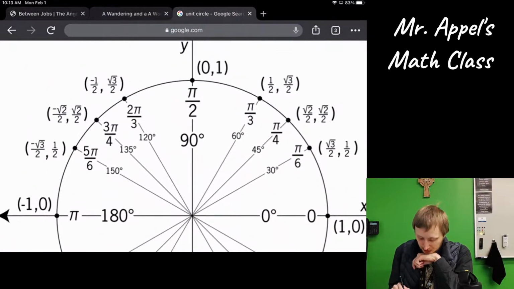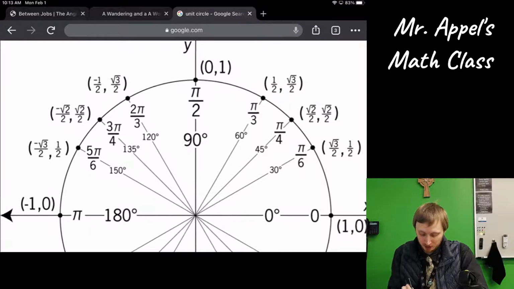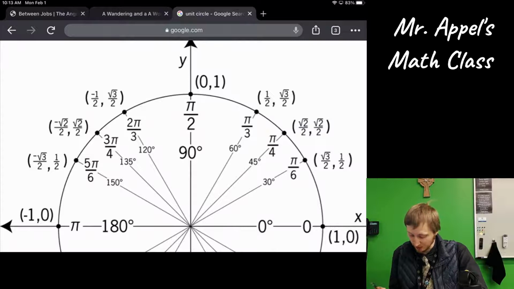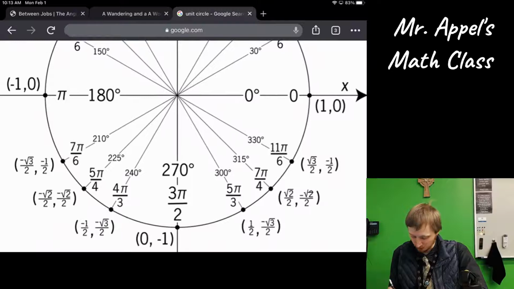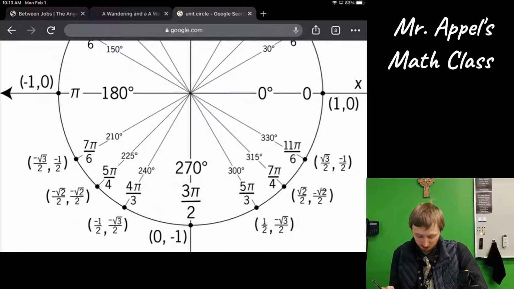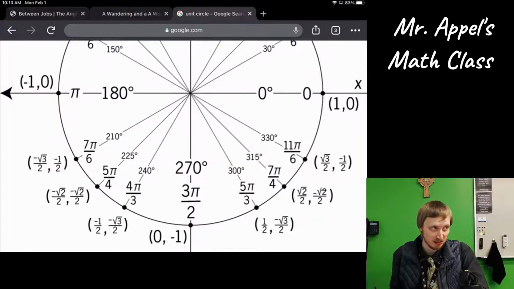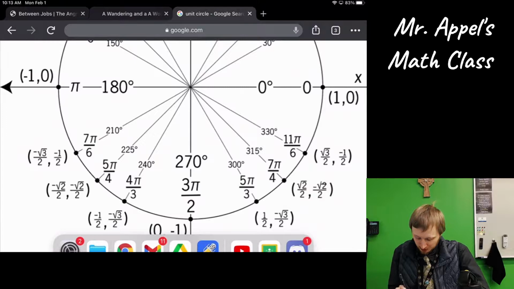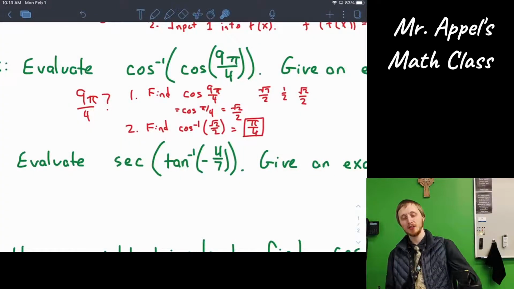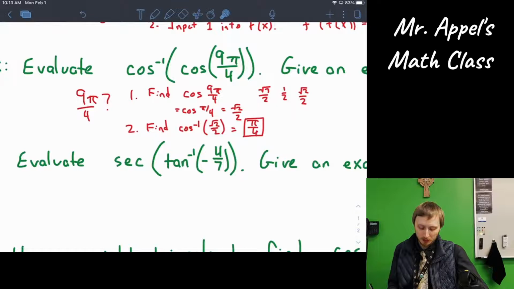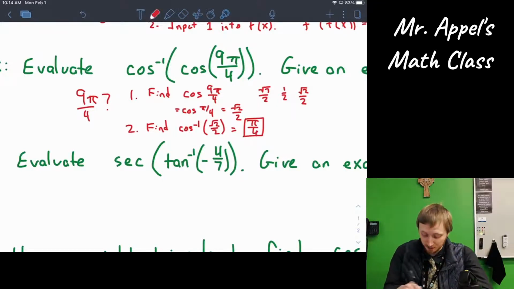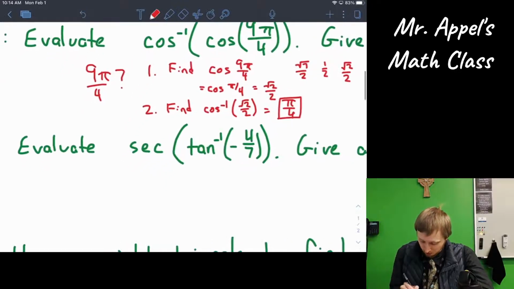Do you see any combination of these angles here where I'm going to end up with 4/7 if I divide one of these by the other? I don't see it. What are we going to do? The unit circle has failed us. This is not on the unit circle. We can't rely on it. So, instead, we're going to have to think through this and build our own angle, right?